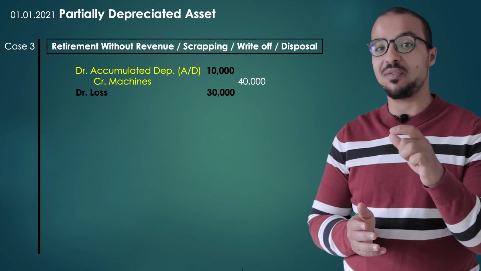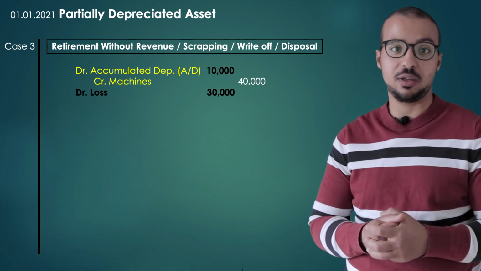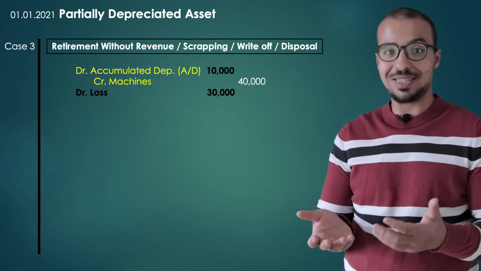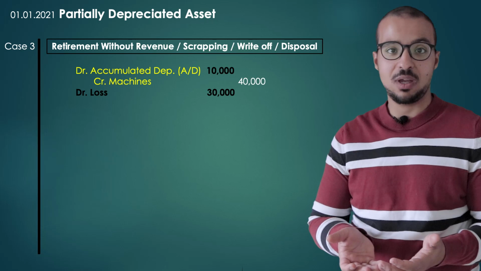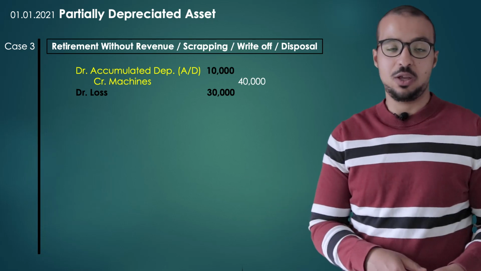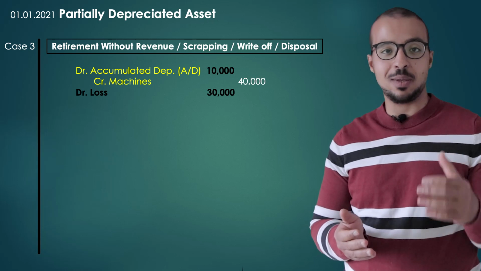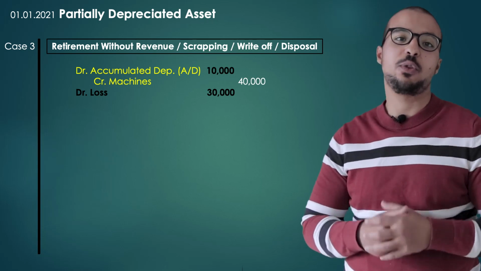and as you see this time we have a balance because the asset is not fully depreciated. So the difference between these two is a loss, because now the asset still has a net book value of 30,000 and we are going to throw it out. So we lost 30,000 USD. So here we will have a debit to a loss account for 30,000.